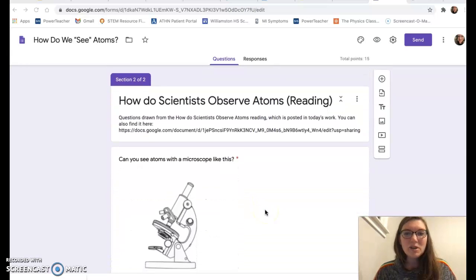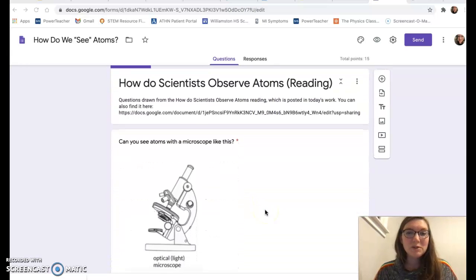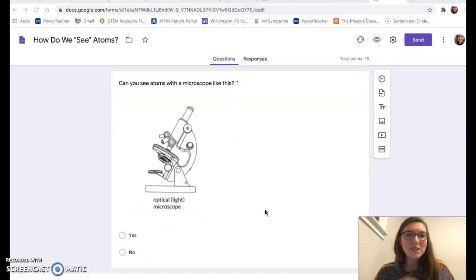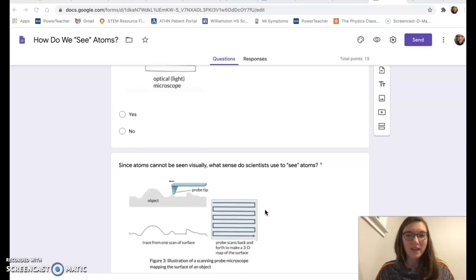So then the next bunch come from the reading. How do scientists observe atoms? So can you see atoms with a microscope like this? That's called an optical microscope. And no, you can't. They are too small to be seen with an optical microscope.